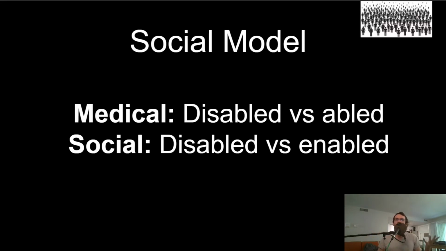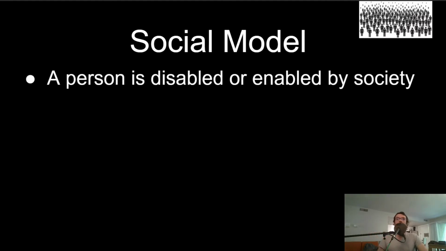So in the medical model, we had disabled versus abled. Now in the social model, we have disabled versus enabled. So people are enabled by society, and those with impairments are disabled by society. So in the social model, a person is disabled or enabled by the society and social context that they're in.